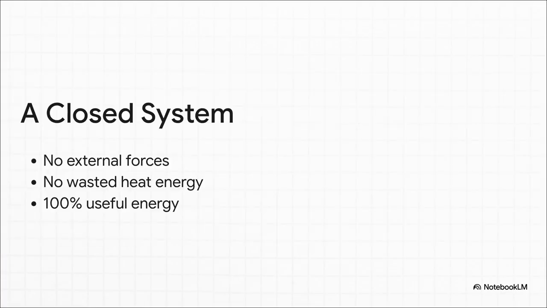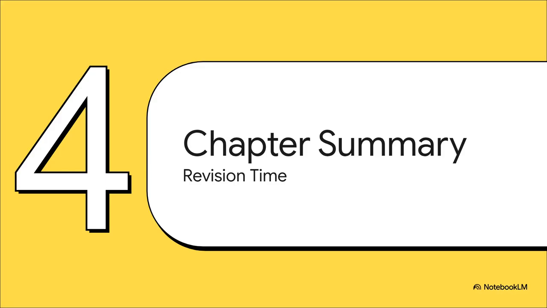So the crucial point is, how does this perfect trade-off relate to what physicists call a closed system? Well, a closed system is an idealized scenario where there are absolutely no external forces, like friction or air resistance. Because there's no friction, no energy is wasted as heat, meaning you get a 100% useful energy transformation. Of course, in our real world, a simple pendulum will eventually stop swinging because friction steals that useful energy and turns it into heat. We're shifting into high gear now as we hit our final section, the chapter summary.